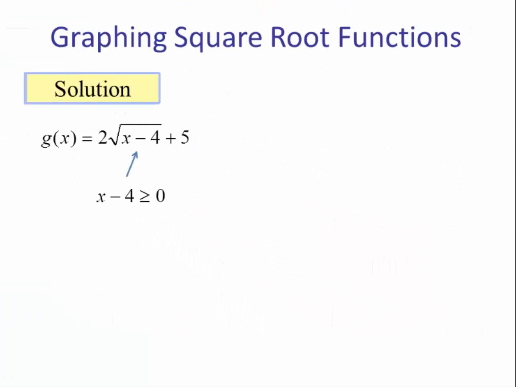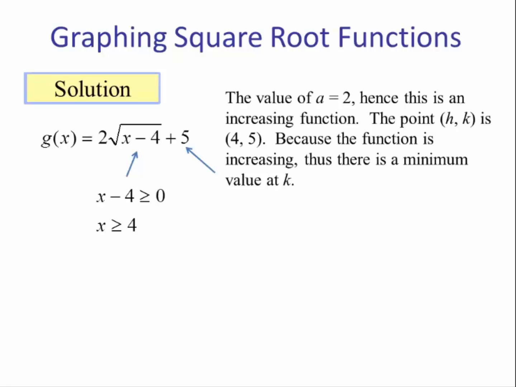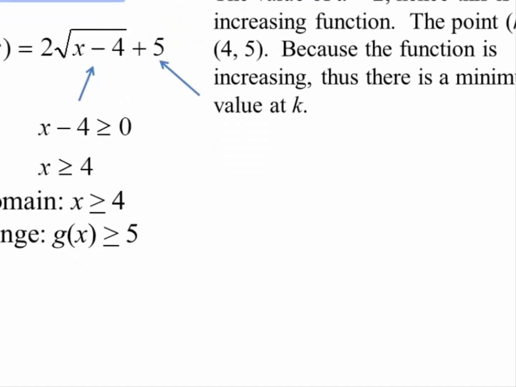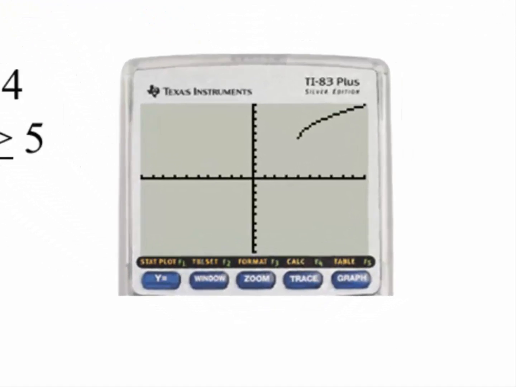C. We take x minus 4, the expression under the radical symbol, set it greater than or equal to 0, and solve for x. So this is our domain. Our range, since this is an increasing function, we will have a minimum at k, and that's at 5. So our range is g of x is greater than or equal to 5. This can be verified by the graph and also the table.